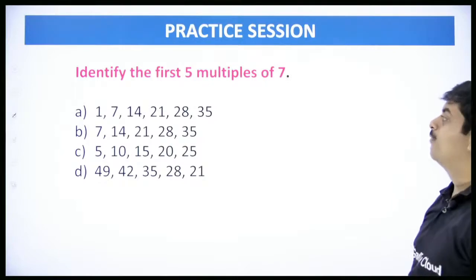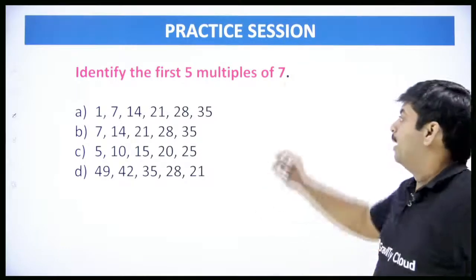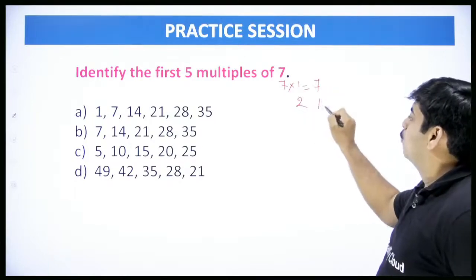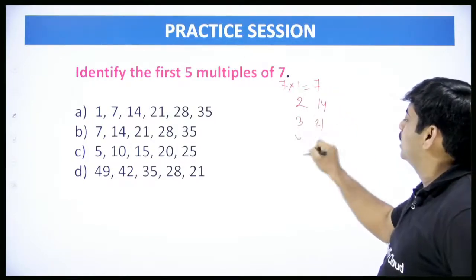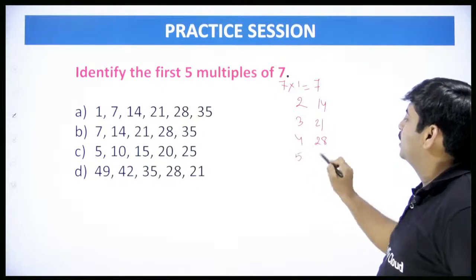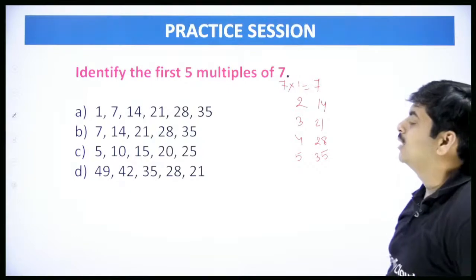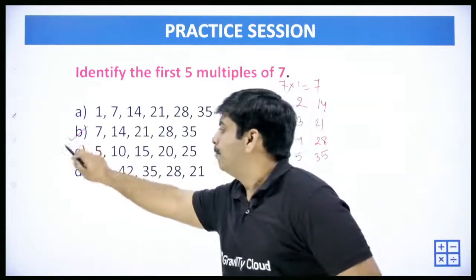Right, let's move forward to the next one. Identify the first 5 multiples of 7. 7 ones are 7, 7 twos are 14, 7 threes are 21, 7 fours are 28, and 7 fives are 35. So which option is that? 7, 14, 21, 28 and 35. Option B is the correct answer.